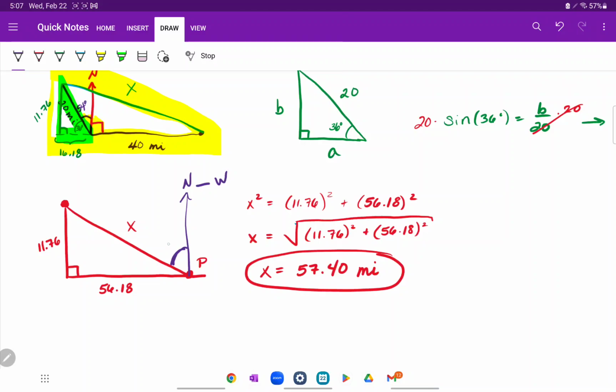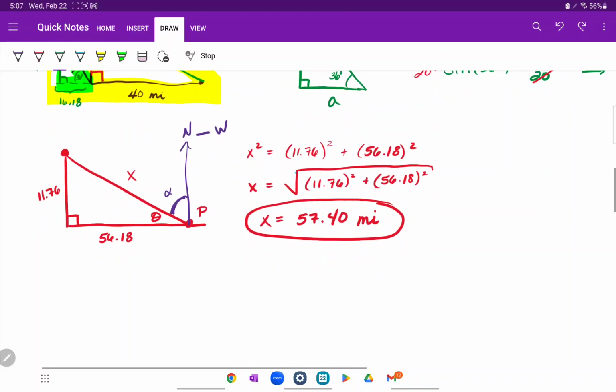Well, in order to find this angle, I'll call it alpha, it's going to be the complement to the angle inside our triangle, I'll call it theta, because we've got a right angle here with a due north line and a due west line. So I'm going to find that theta, and then its complement will be my bearing. From my angle theta, I have sides that are opposite and adjacent, so I'm going to use tangent to find that angle theta.